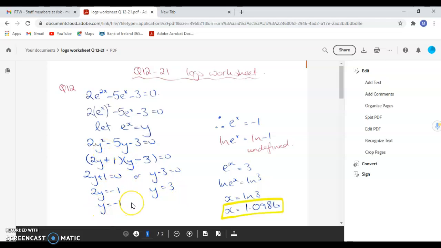So I get my values for y, but remember y is equal to e to the x. I'm looking for x. I'm not looking for y, I'm looking for x. So go back over here and let each one equal e to the x. So minus 1 is equal to e to the x. Get the ln on both sides. Can't get the ln of a negative number, so you forget about that one.